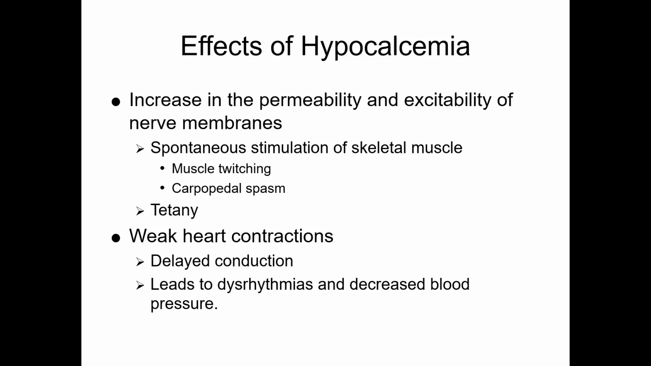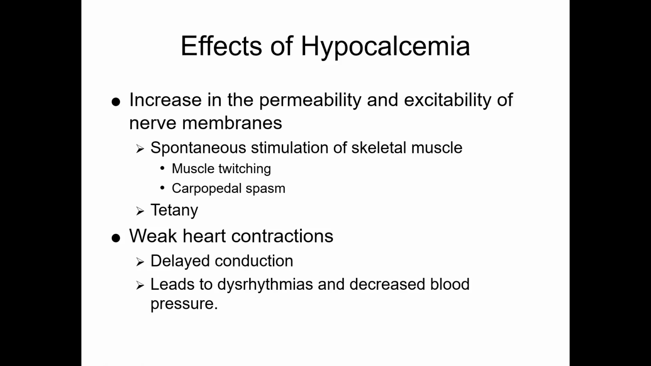The increase in permeability and excitability of nerve membranes leads to spontaneous stimulation of skeletal muscle, causing muscle twitching, carpopedal spasms, and hyperreflexia. Severe calcium deficits may result in laryngospasms obstructing the airway. Paresthesias are common, as are abdominal cramps.